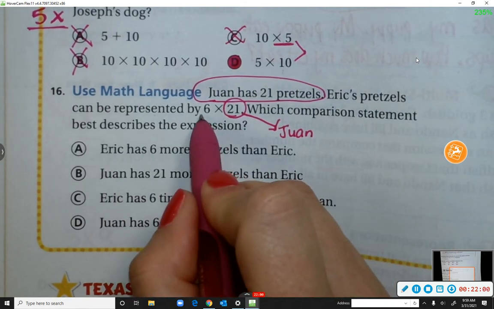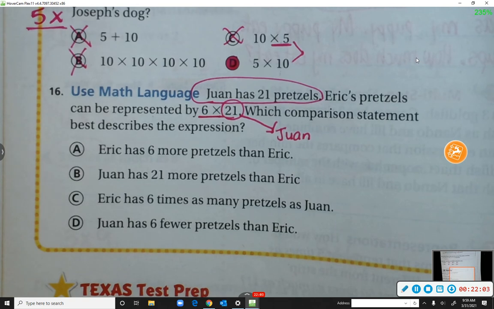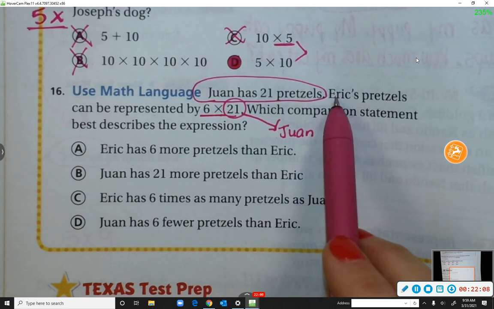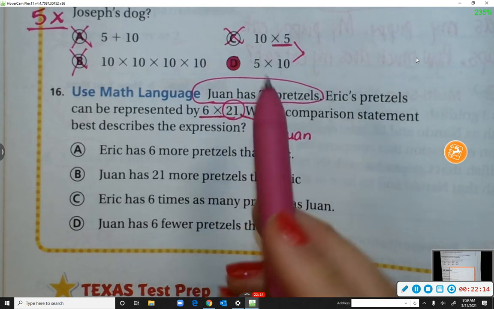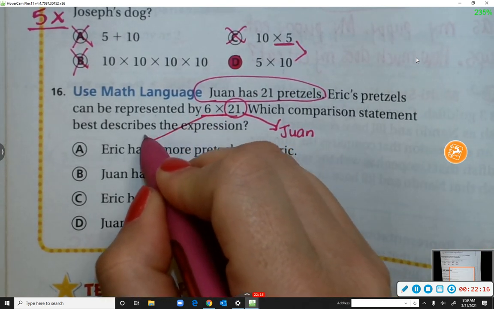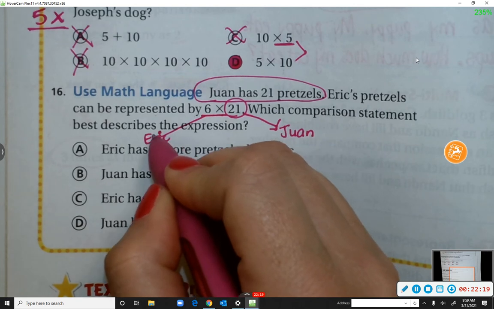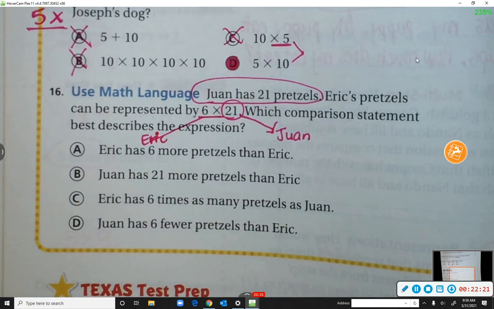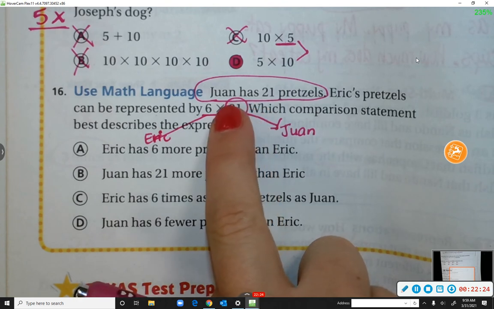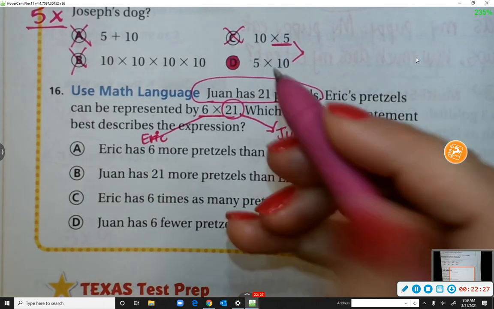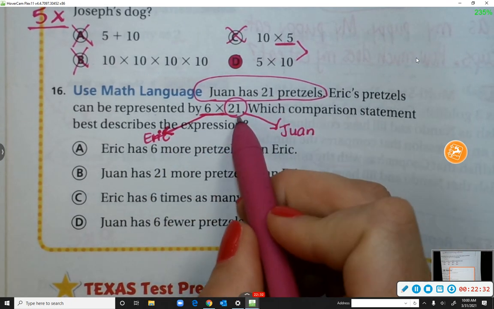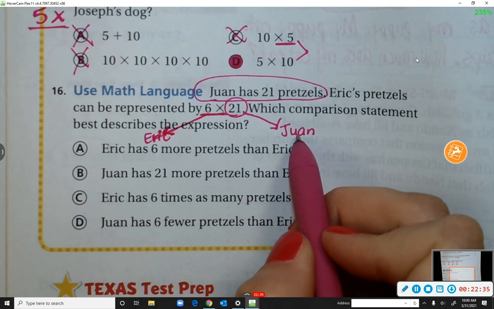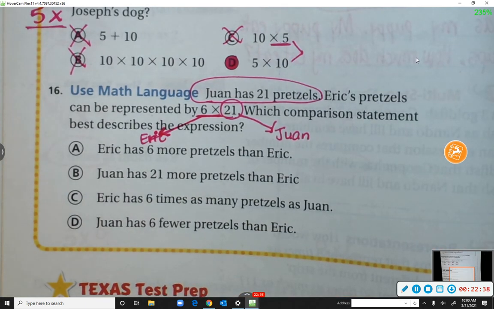So who has 6 times as much as Juan? We read the sentence again. It says, Eric's pretzels can be represented by 6 times 21. So I would say what? Eric has 6 times as much as Juan, right? Because Juan has 21, Eric has 6 times that. So underline the 6 times, and we're going to put that as Eric. 21 represents how many pretzels Juan has. Okay? So now let's read our answer choices.